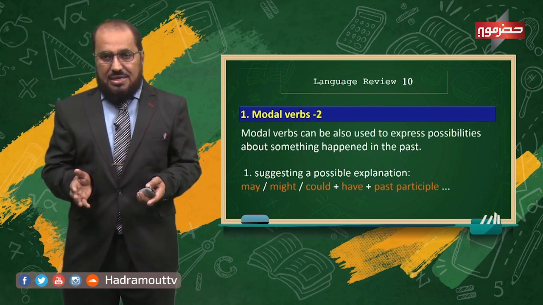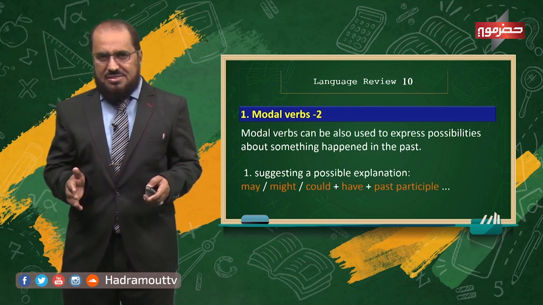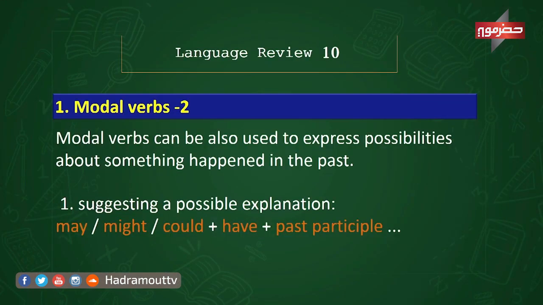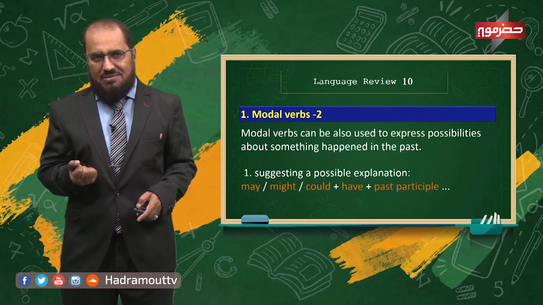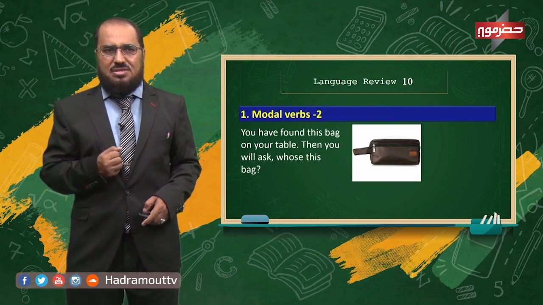Here is model verbs 2 can be used. First of all, or number 1, suggesting a possible explanation. How to suggest? You can say it may or might or could plus have, not be, plus have plus the past participle. May have or could have or might have. For example, look at this.